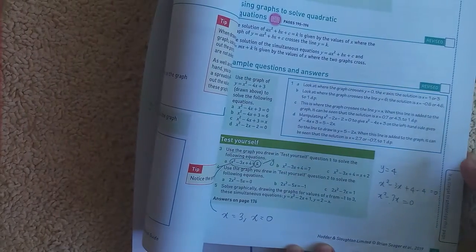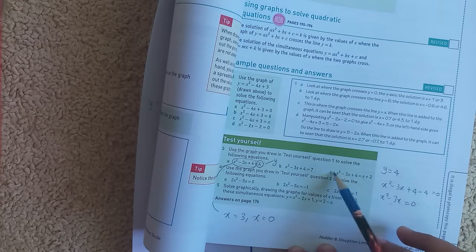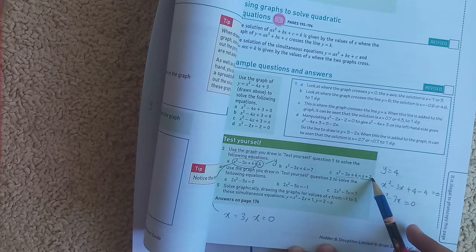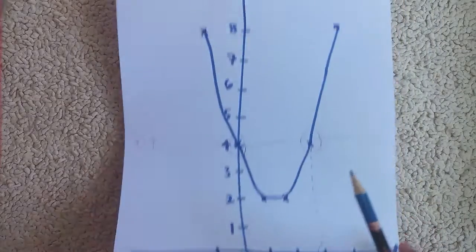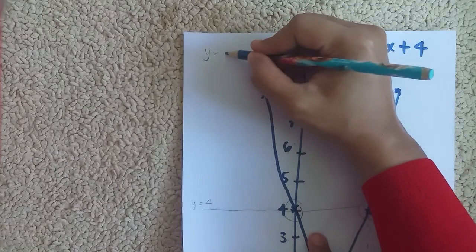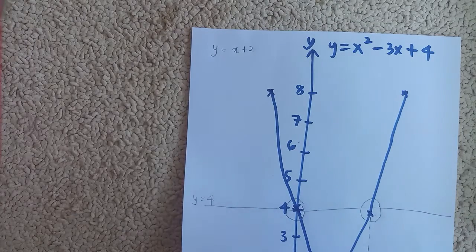Part C here. This is the question: x squared minus 3x plus 4 equals x plus 2. Okay, so now we want to solve this one. We have drawn the graph already, and then you need to draw y equals x plus 2 now. I want you to do it on the graph straight away. I need to draw this line and find where the intersection point is.